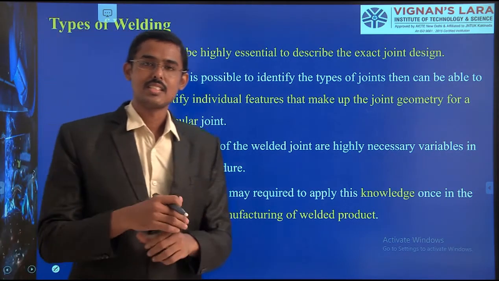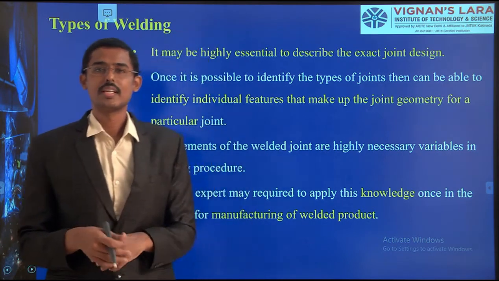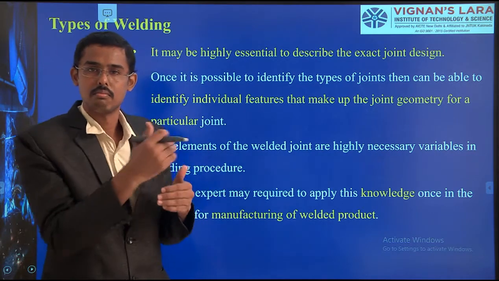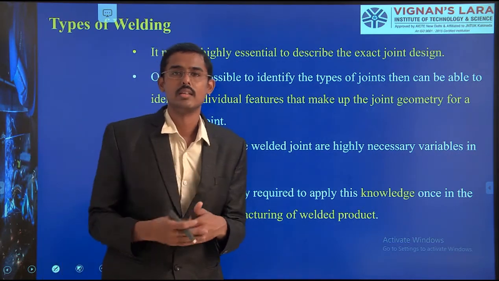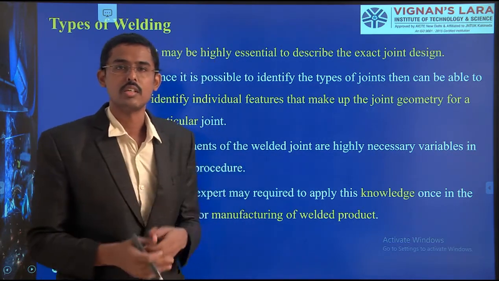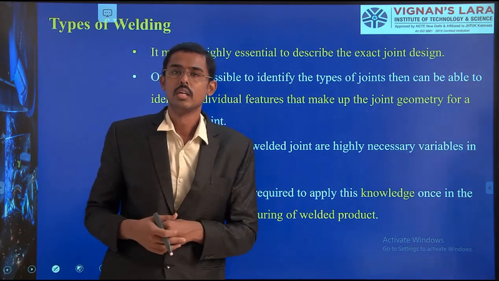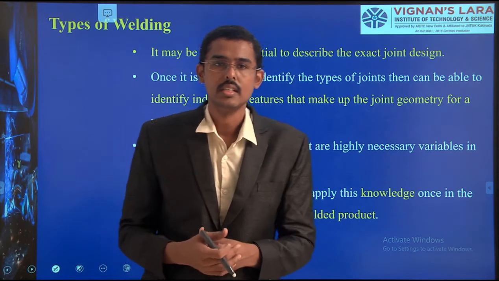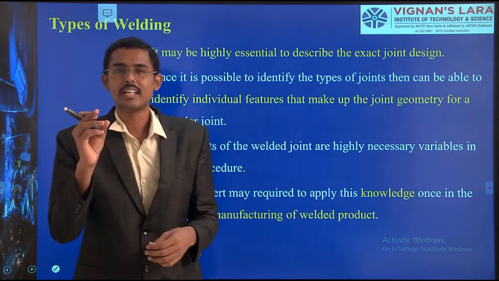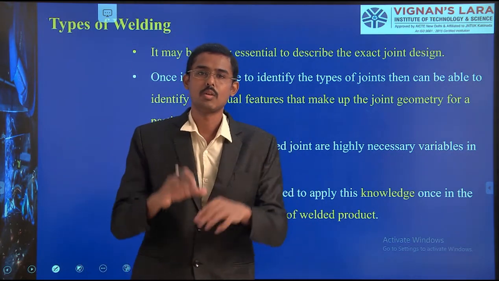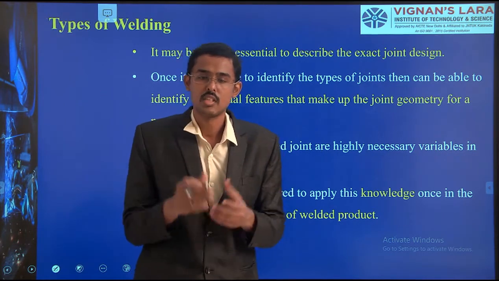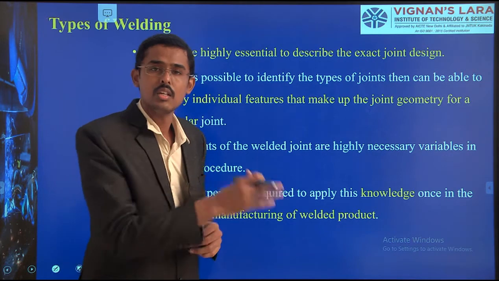In the last classes, we have discussed types of joints and types of welds such as butt weld, fillet weld, T joint, and butt joint. Such things we have seen in the previous classes. In continuation of that, some other points in the welding terminologies are there. We have to see the heat affected zone, weld zone, root gap, and root face in today's session.